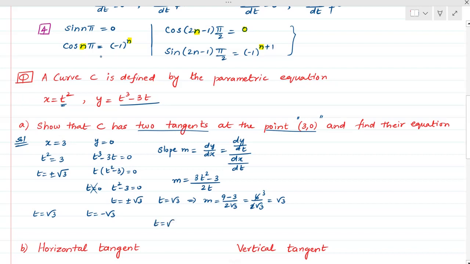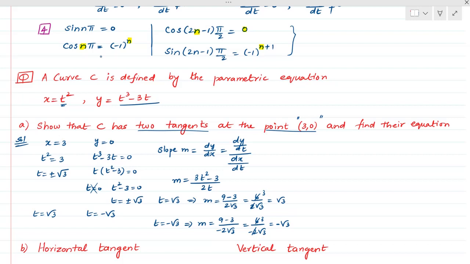When t is minus root 3, what is the slope of this tangent? Here the same thing, you will get 9 minus 3 over 2 times minus root 3. So this is 6 over minus 2 root 3. If you cancel the root, you will get minus root 3. So these are the two slopes we have calculated.